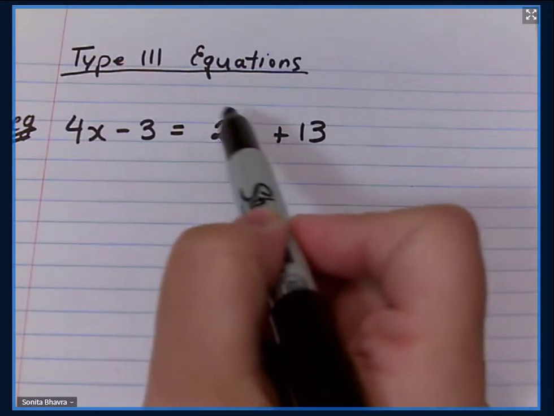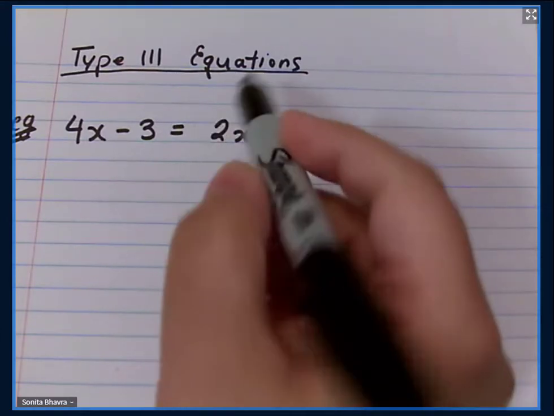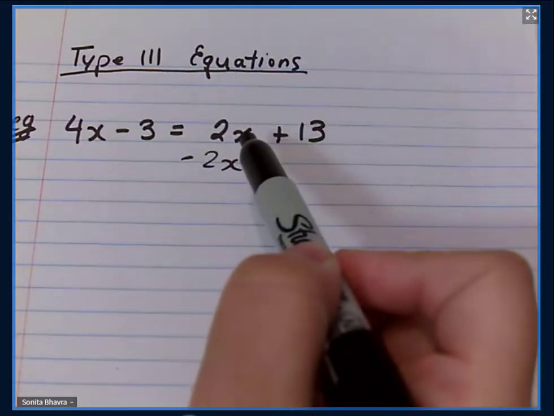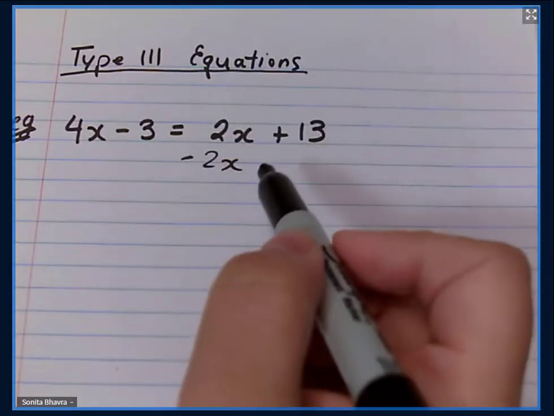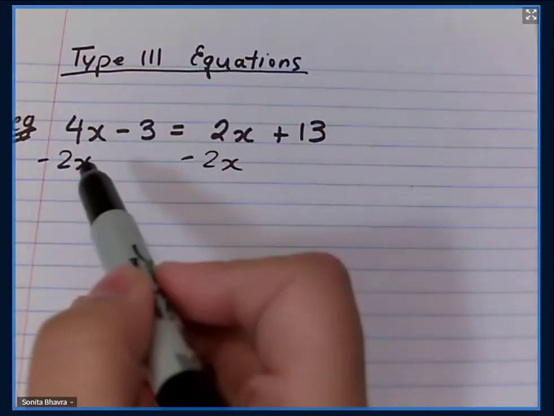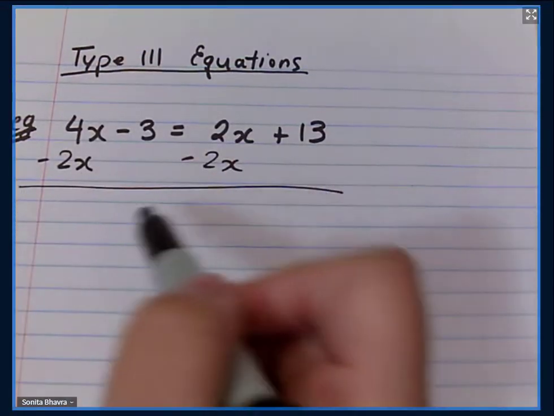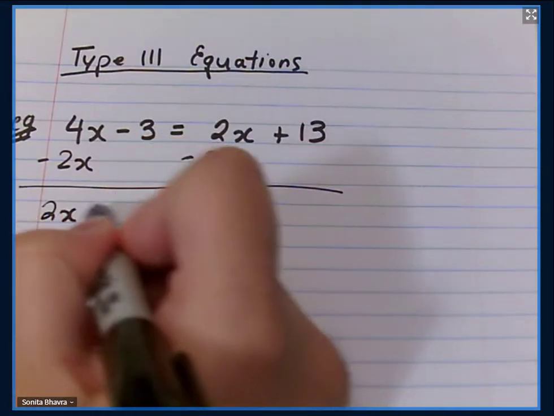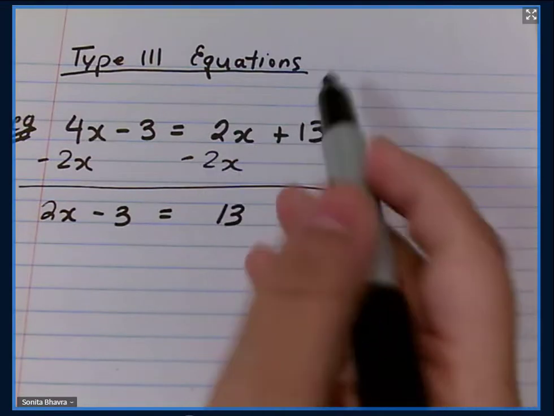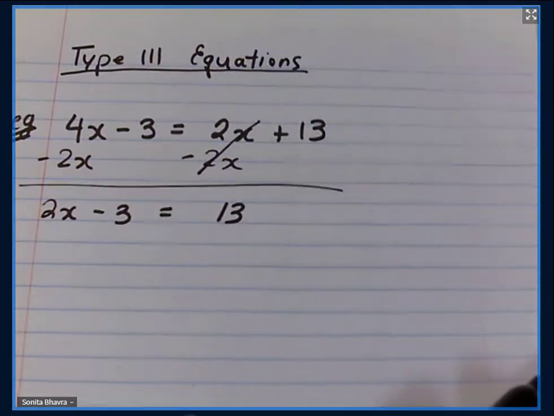Because we're bringing this whole term over, we'll subtract 2x because it's a positive 2x. The opposite of that is negative, or subtract 2x. And what we do to the right-hand side, we have to do to the left-hand side. So we end up with 2x minus 3 is equal to 13. 2x minus 2x is 0.